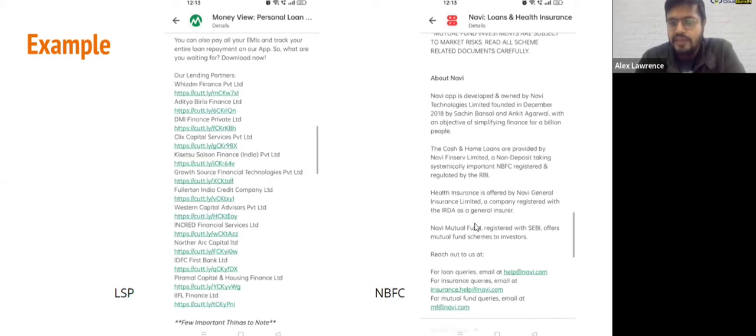Similarly, on the right hand side, Navi itself is an NBFC. Still, they mentioned who is doing the NBFC in the cash and home loans provided in the marker. If you see, they have mentioned it's a non-deposit taking systemically important NBFC registered and regulated by the RBI. So they've clearly mentioned what they do, who is the regulated entity here. So this has to be clearly defined. Otherwise, the app will get rejected immediately.